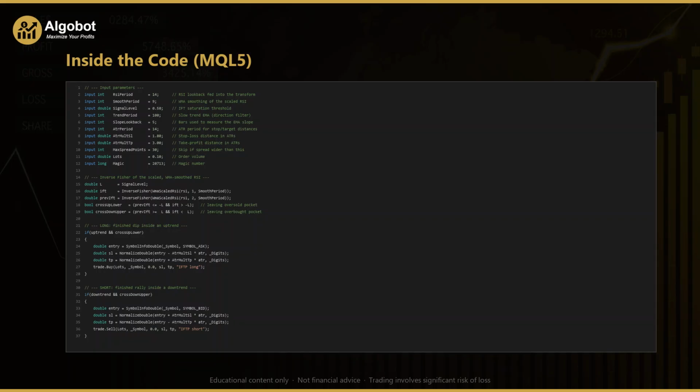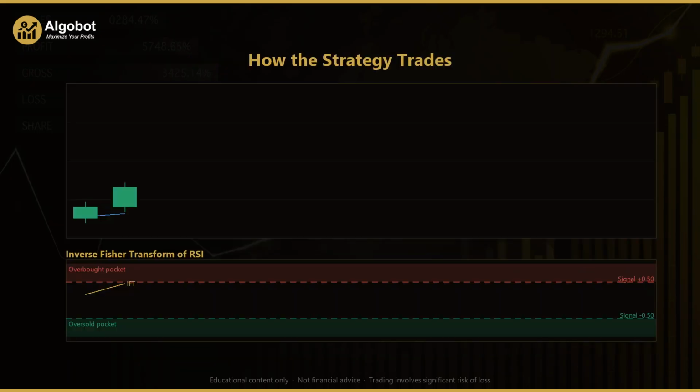Notice both sides are fully symmetric and every stop and target is normalized to the symbol's digit precision. That's the entire trading decision in just a handful of lines. Now let's bring it all together on a chart and watch two trades unfold, one long and one short.